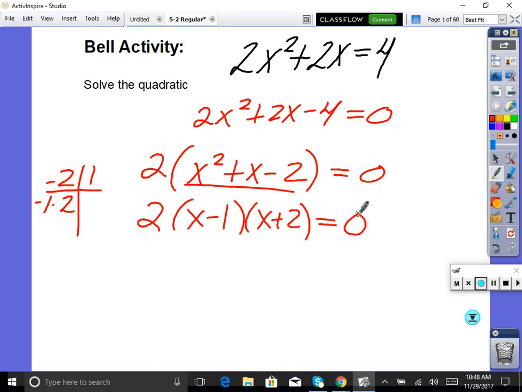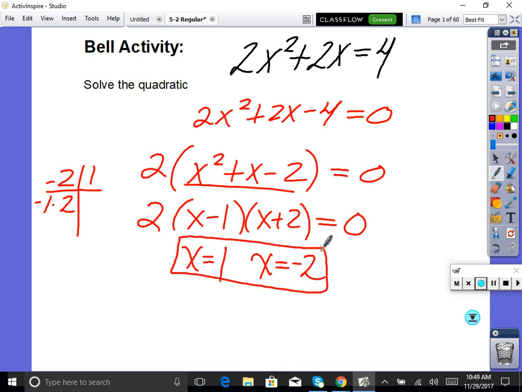Now, I have a lot of people in this class still getting this wrong, so everybody please, once again, listen. 2 does not have a variable in this problem. So 2 is not going to be affected in the solution. Do you see what I'm saying? You said that equal to 0, 2 equals 0, not true. Not a solution, right? So our solution is x equals 1 and x equals negative 2.